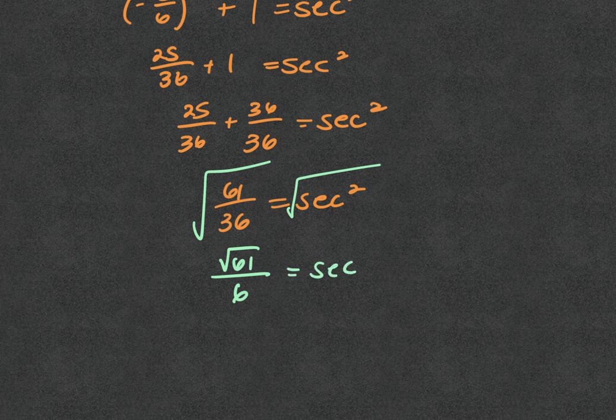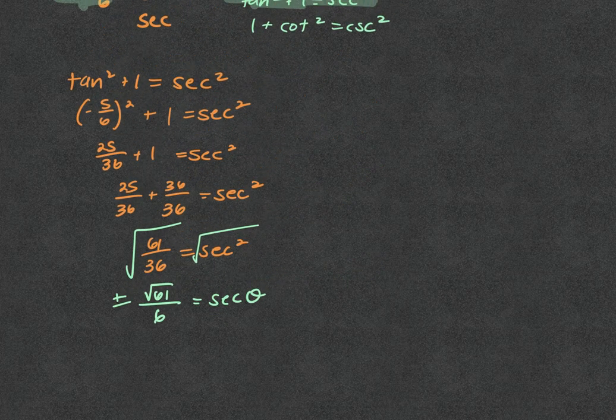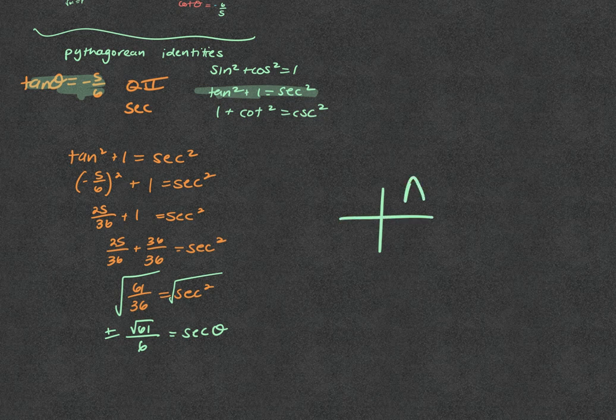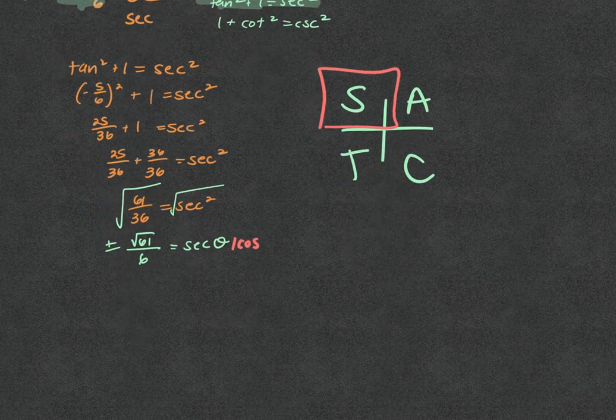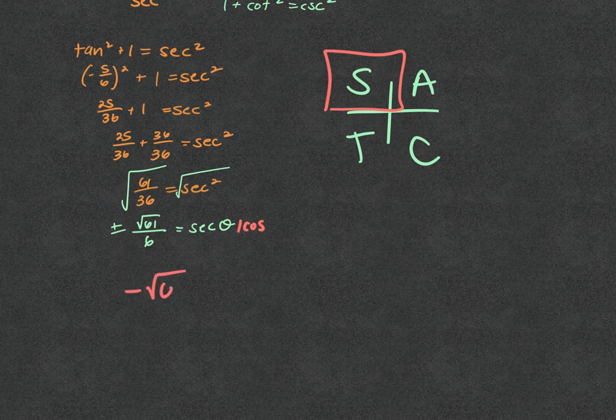That's the secant. Now the difference is, I got to figure out, is it plus or minus? If I use my little shortcut, where all students take calculus, the secant takes on the same sign as cosine, and in quadrant 2, what's the sign of cosine, positive or negative? It's negative, so I would make that negative square root 61 over 6.